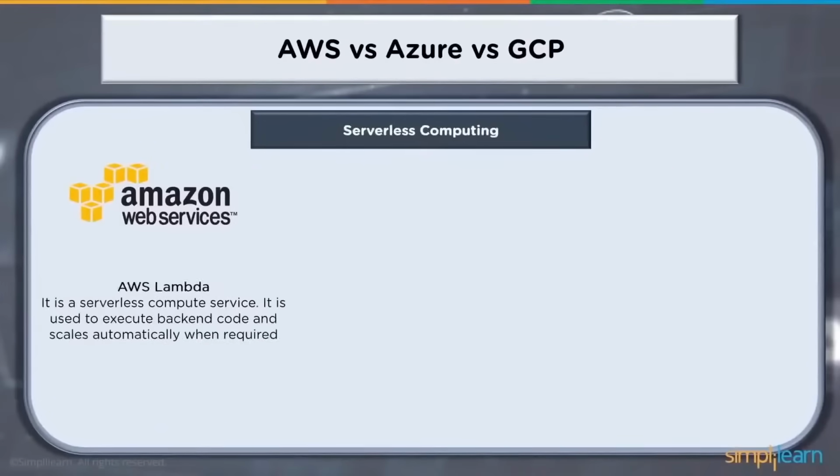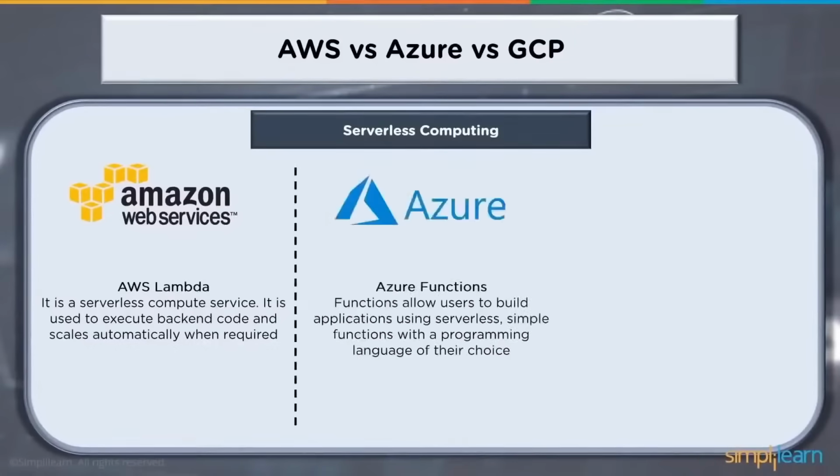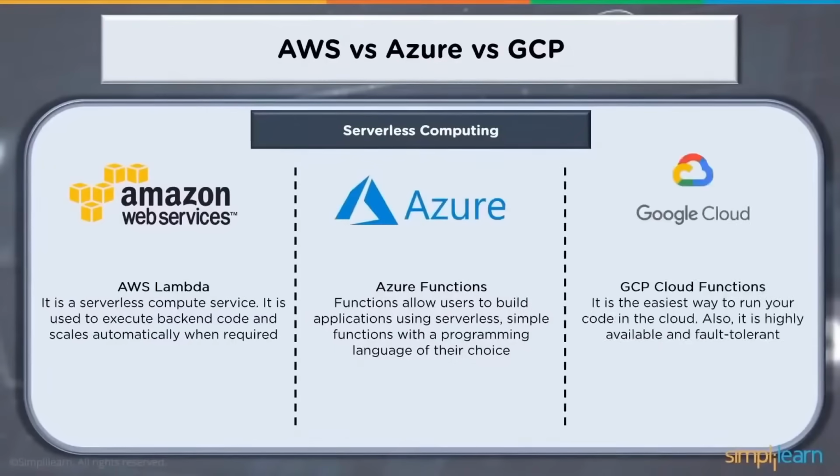When we talk about serverless computing, Amazon's AWS Lambda is a serverless compute service. It is used to execute backend code and scales automatically when required. When we talk about Azure, you have something called Functions, which allow users to build applications using simple serverless functions with a programming language of their choice. When we talk about Google Cloud, GCP has Cloud Functions, which is the easiest way to run your code in the cloud, and it is highly available and fault tolerant.